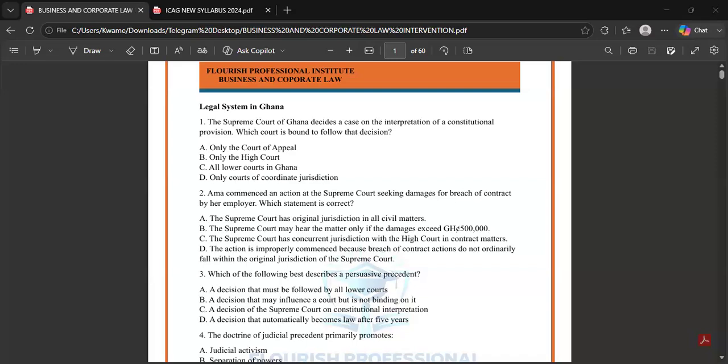The answer will be D, that the action is improperly commenced because breach of contract does not ordinarily fall within the jurisdiction of the Supreme Court. You and two individuals, and when I say individuals, remember in the eyes of the law, the company is an individual. The company is a separate legal entity. So when I say two individuals, it could mean a company. So two individuals enter a contract and there's a breach. And the first point to sue the case is the Supreme Court. That is improper. It's wrong.